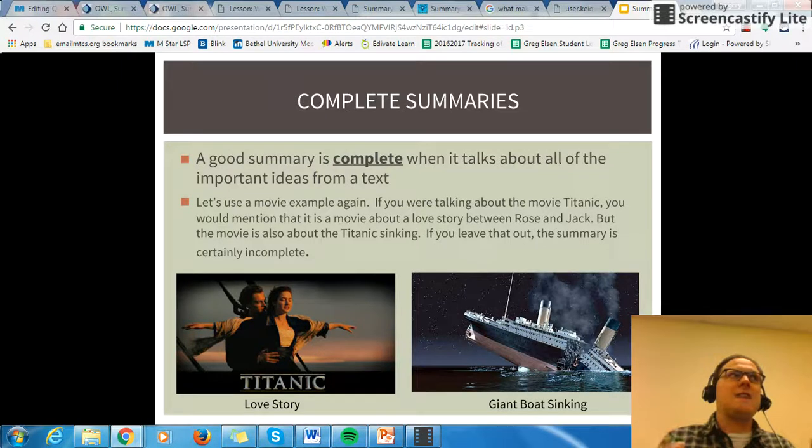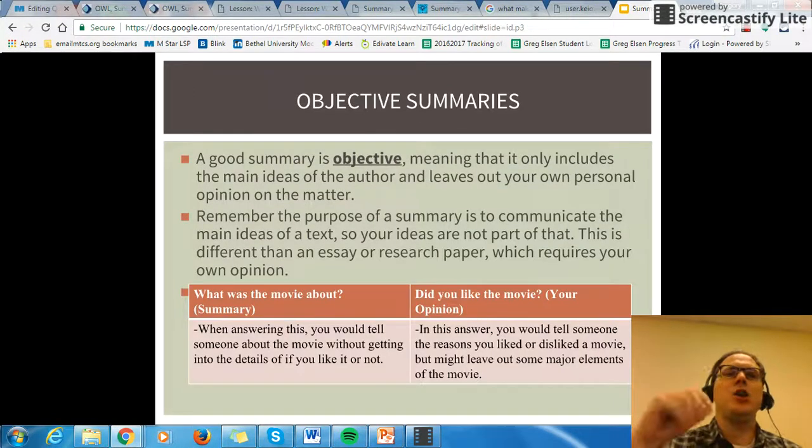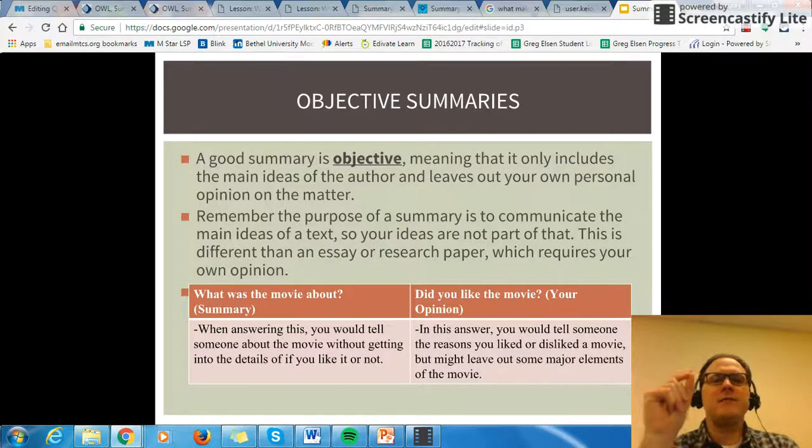If you just say that it's a love story, people might not know very much about the movie, but this is a love story that is set on the Titanic, which is sinking, right? Then it gives you a much more complete version of what happens. And finally, good summaries are objective, meaning that it only includes the main ideas of the author and it leaves out your own personal opinions on the matter. Remember, the purpose of a summary is to communicate the main idea of a text. So your ideas aren't part of that. Your opinion isn't what a summary is about.